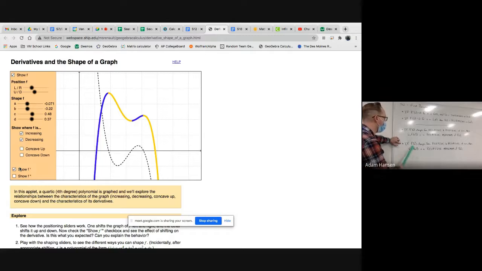If f prime of x, if the derivative changes from positive to negative, if the graph goes from increasing to decreasing, in other words, at a given point x equals c, then that point, c comma f of c, is a relative maximum of our function. If the derivative changes sign from positive to negative, that means the function goes from going up to going down. And don't you have to top out somewhere, if I go up, then down?